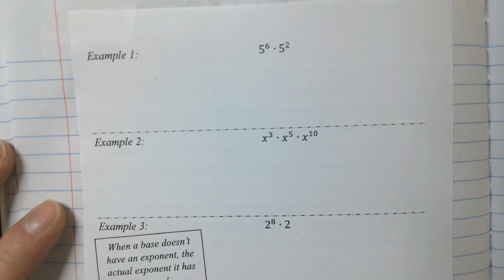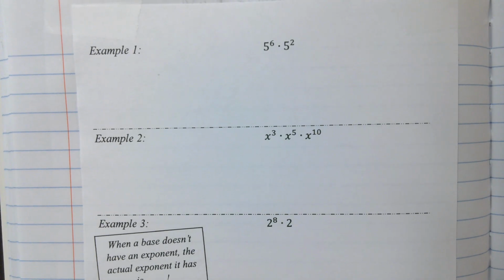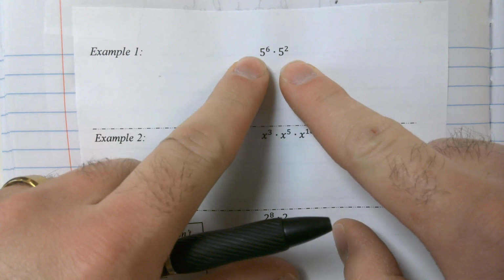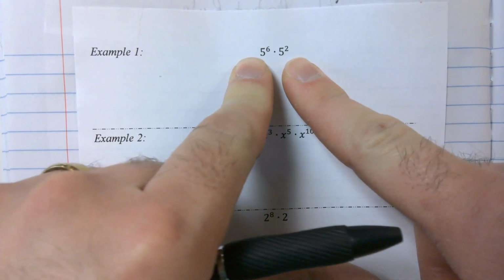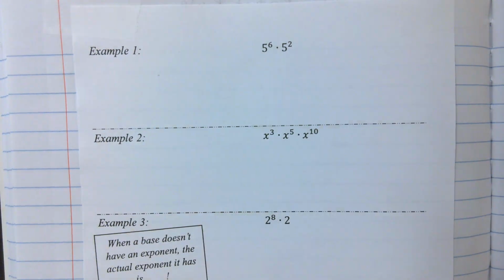So, let's take a look at these examples. Example 1, I've got 5 to the power of 6 times 5 to the power of 2. Do I have like bases here? What is my base for each of these numbers? Anybody there? What's my base for these numbers in example 1? 5. 5 is my base. Both of these have the same base. So I can use the product rule.